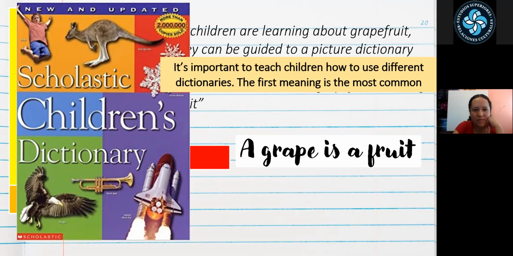So maybe some children are not going to use the dictionary, but they are going to use their cell phones. And you know that on the internet, we can find a lot of dictionary pages. So consider that you are giving them the one that you want them to look for. For example, we have Macmillan, that is a good dictionary. We have Oxford Dictionary, right?